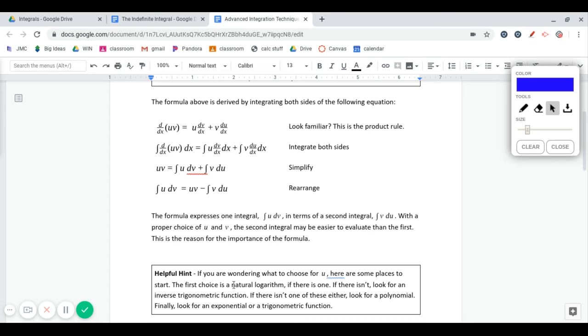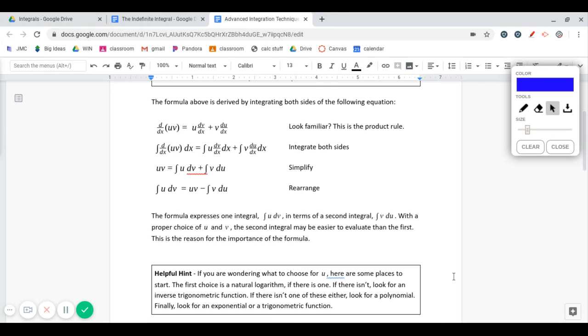So first choice is a natural log. So if you're trying to find the integral of x times the natural log of x, choose natural log of x to be u, and then just go down this list. So if there isn't one of those, look for inverse trig. If there isn't one of those, look for polynomial, like x squared, x cubed. Finally, look for exponential or trigonometric function.